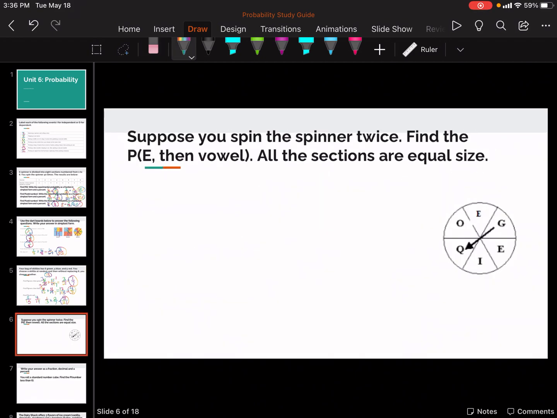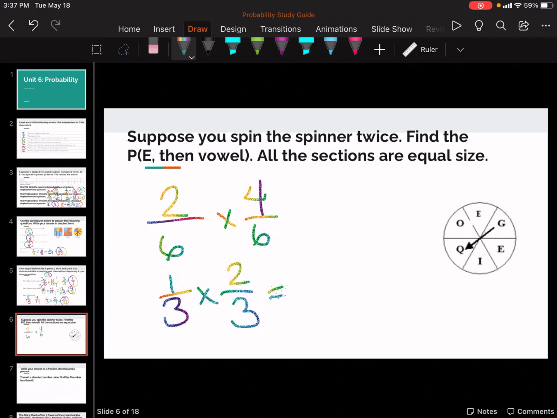So you spin a spinner twice. The probability of spinning E and then a vowel, they're all equal. So to get an E is going to be 2 sections out of 6, which then would be vowel, which would be 4 out of 6. We can simplify those to 1/3 times 2/3, which gives you 2/9.